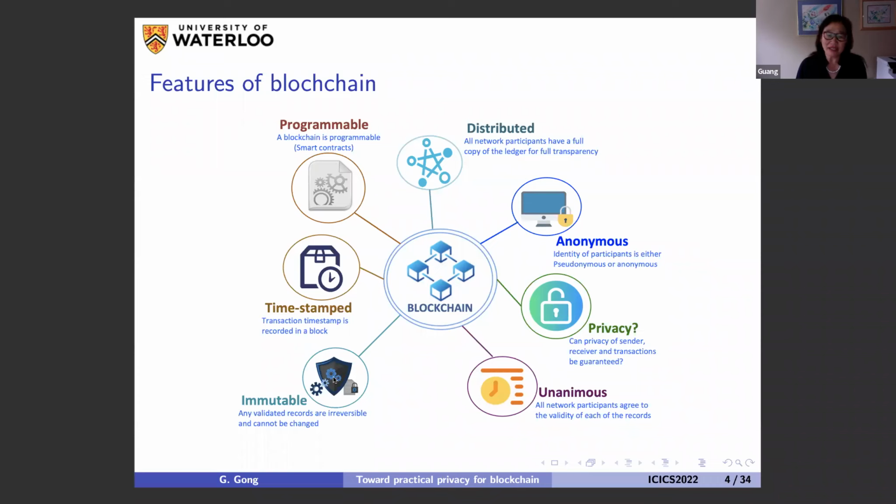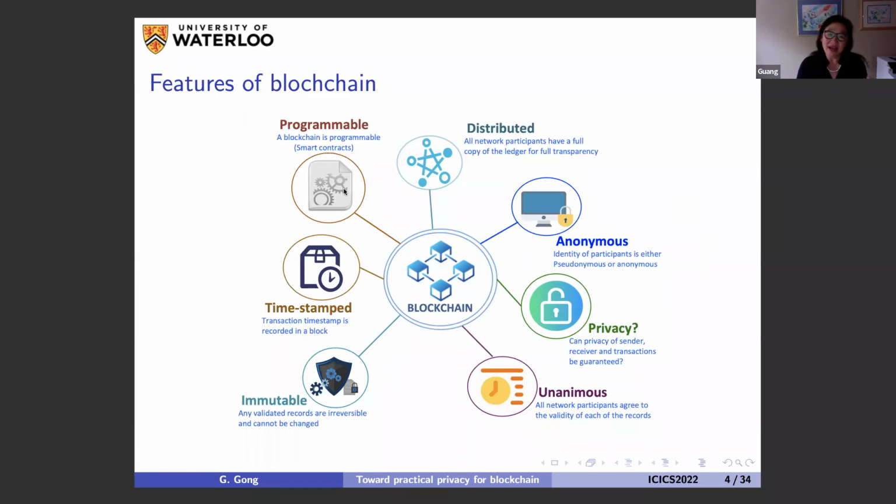If you look at the left side, the data is immutable, which means once you upload it to the blockchain, it cannot be changed anymore. So that will be there forever. Also it's time stamped. Any transaction will have a timestamp and is put into a block.